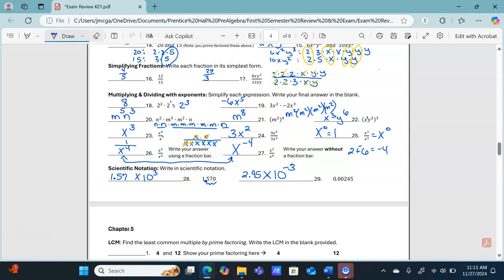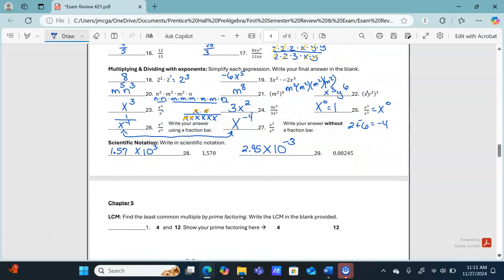If you move your decimal to the left, your exponent gets bigger. If you move your decimal to the right, your exponent gets smaller.